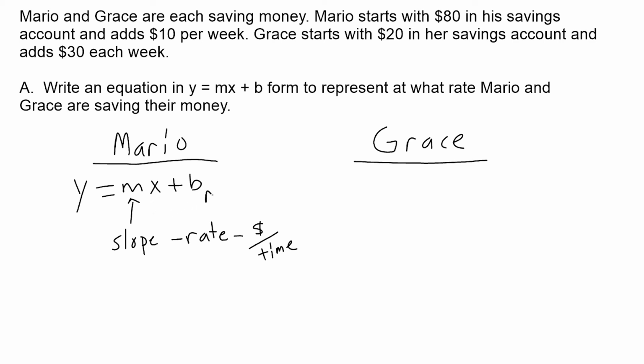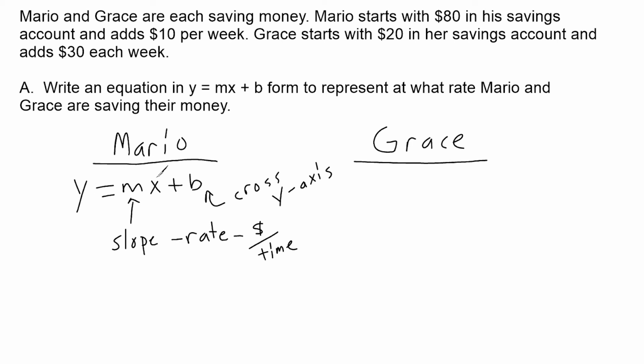Now, b is the y-intercept. This means where does our line cross the y-axis? Now, another way we can think about the y-intercept is where would x be equal to 0? So if we know what x represents in the problem, for example, in this problem, x is going to represent the number of weeks, we would ask ourselves the question: at 0 weeks, how much money would Mario have?